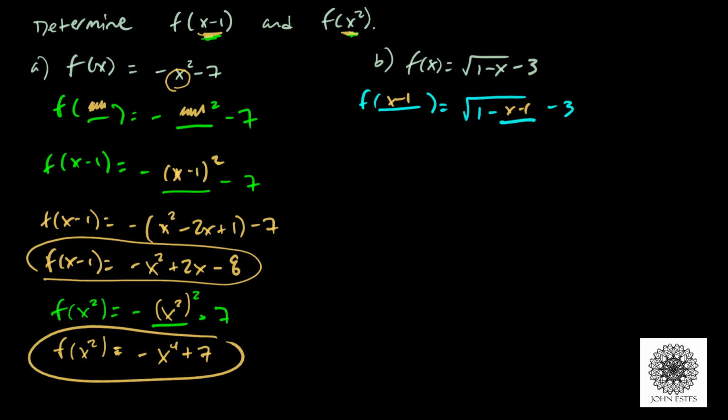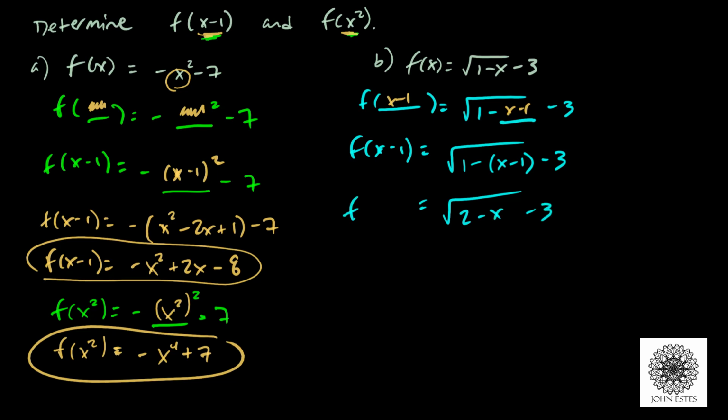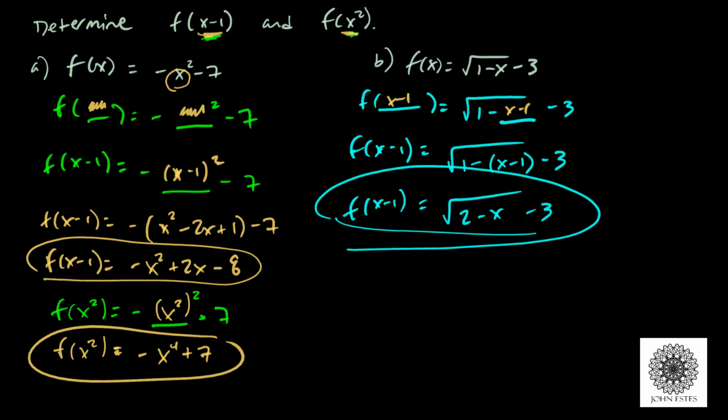Okay, so that's going to look like f of x minus 1 is the square root of 1 minus x minus 1 in parentheses, minus 3. So that's going to be the square root of, well, let's see, if you distribute that negative, you end up with a 2 minus x, minus 3. That's what your f of x minus 1 looks like. Now if I want to do the same thing for x squared, this time I'm replacing my input with x squared.